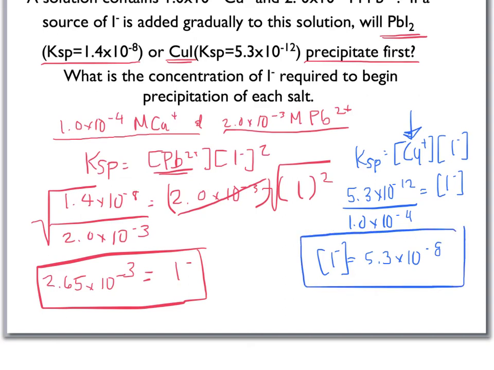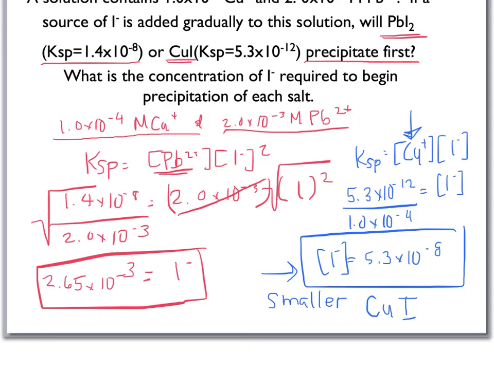So, which one's smaller? Well, this one. Since all we need is a concentration of 5.3 times 10 to the negative 8, as soon as we hit this concentration, we'll hit the smaller concentration before the larger one. So that means that CuI will precipitate first.